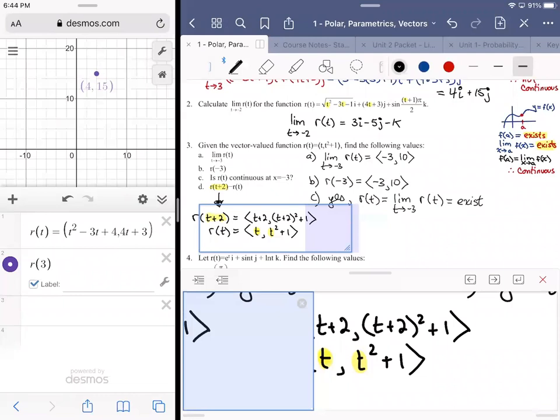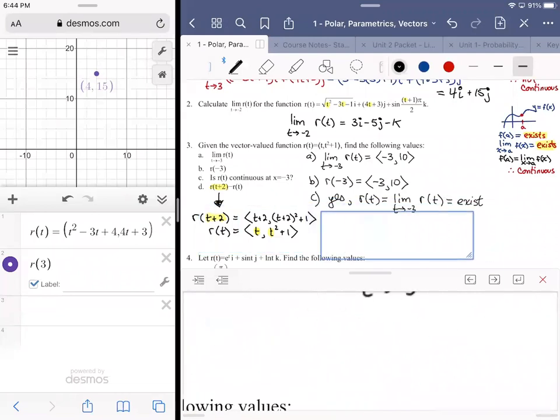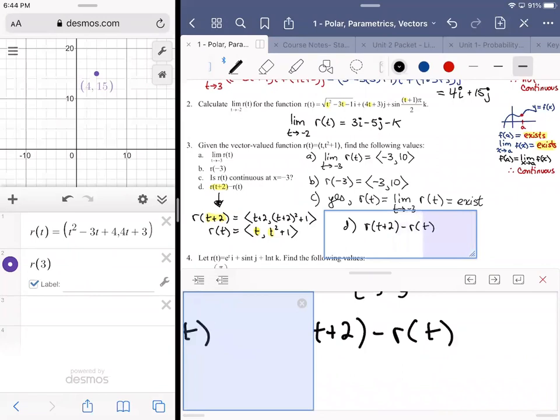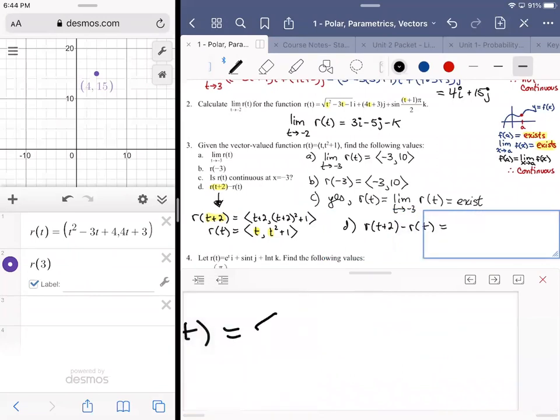I want to clean this up a little bit anyway, see where that gets me. So let's do that, and I'll write it as part D over here. R of t plus 2 minus R of t. That's what we're looking for. We're going to subtract the two components. T plus 2 minus t is just a 2.